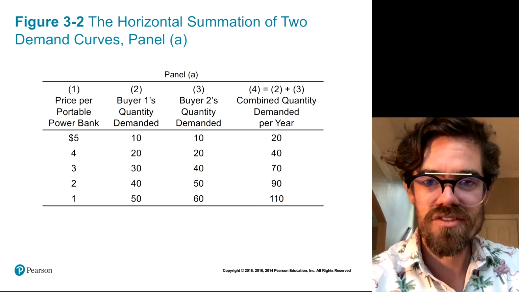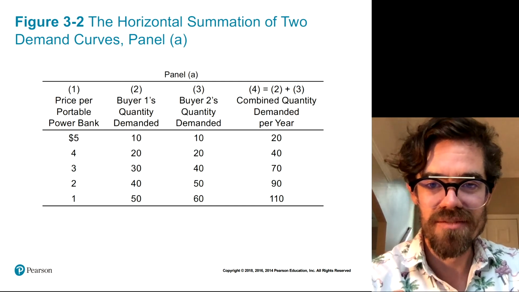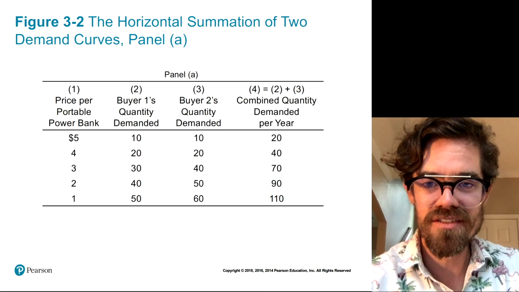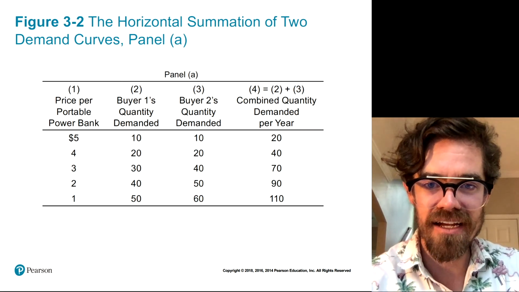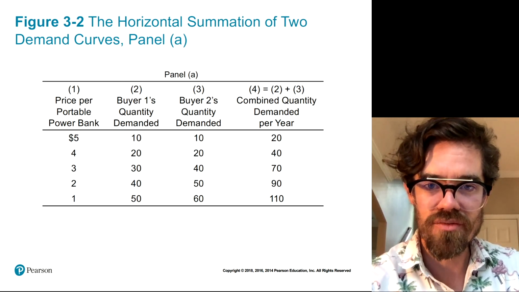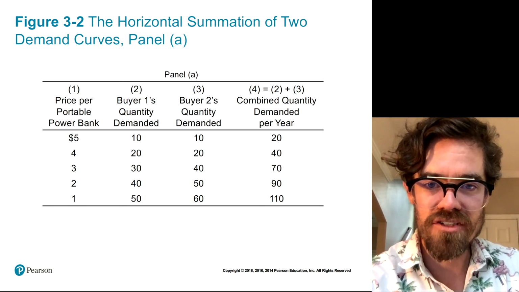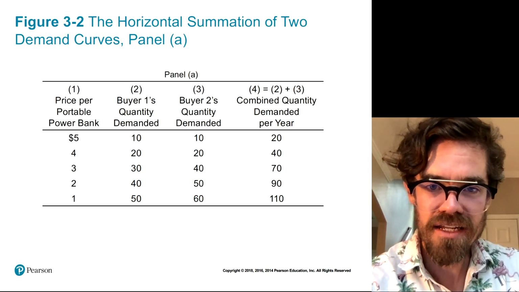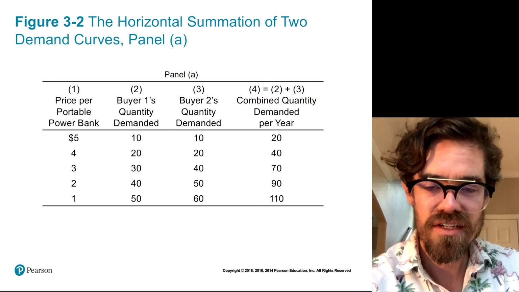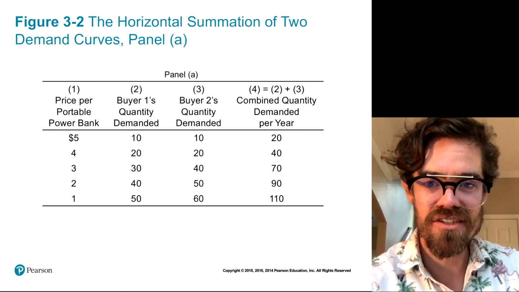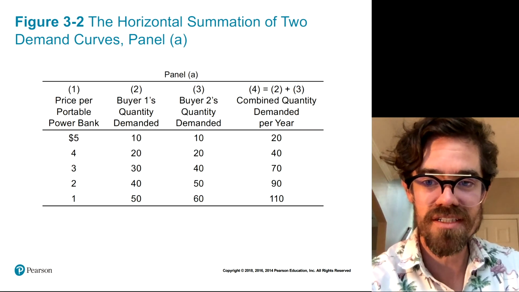Now, if these are the only two buyers in the market, then we can simply determine market demand by adding up their quantities demanded at each price, right? So that's what we see in column 4. We're just adding columns 2 and 3 in each row, right? So since buyer 1 and buyer 2 would both demand a quantity of 10 if the price was 5, then as a market as a whole, we just add up 10 plus 10, that gives us 20. So the market quantity demanded at $5 is 20.